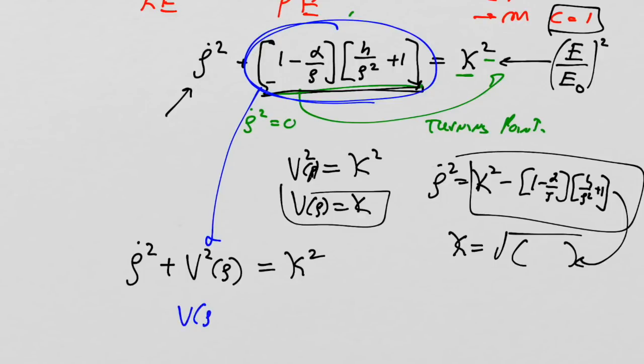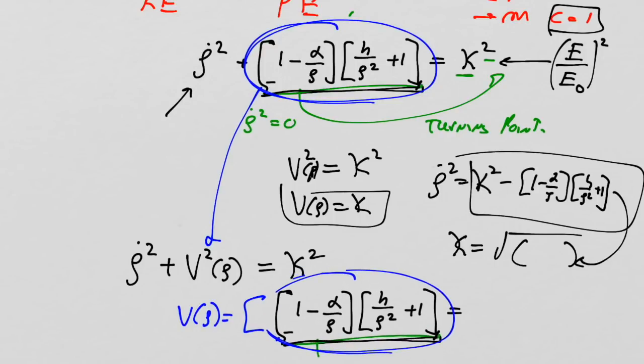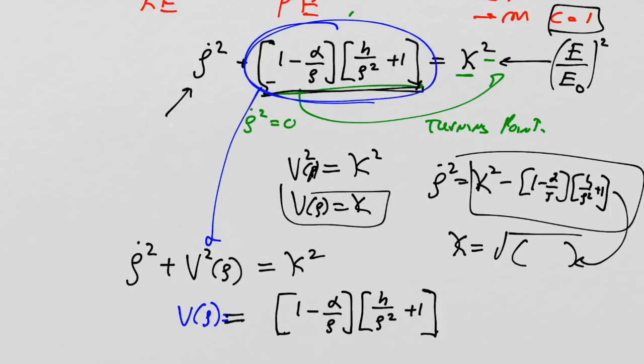So v of rho is going to equal this thing right there. So there we have it. V of rho equals the square root of that.